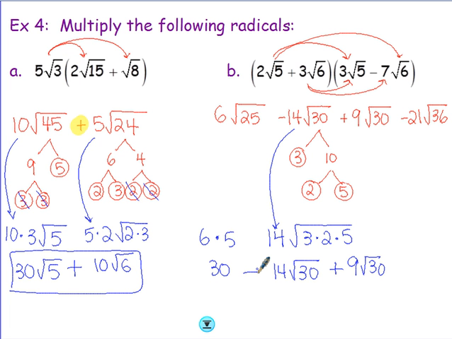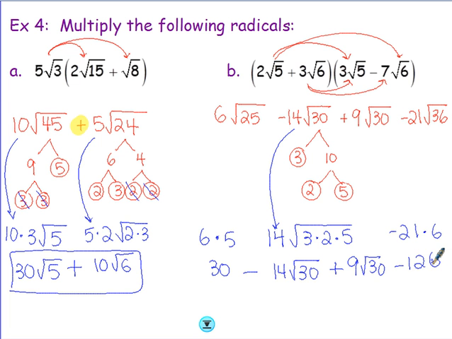Now this last one, 36, hopefully you're smart and you know that 36 is again a perfect square. So I'm going to keep the negative 21 times the square root of 36 is 6. The radical is gone. So let's move that up here. Negative 21 times 6 is negative 126.